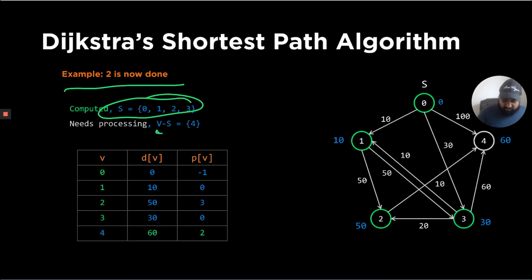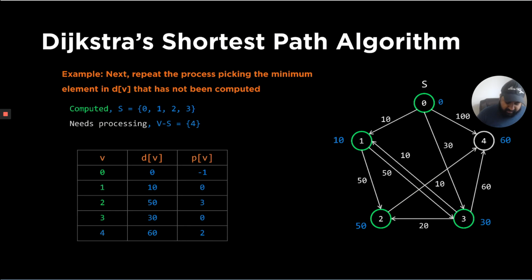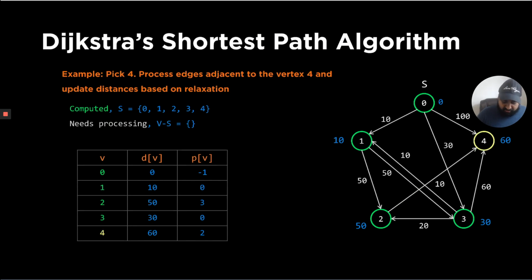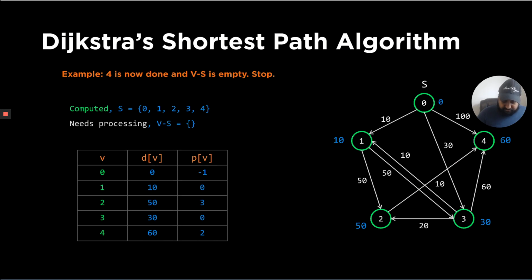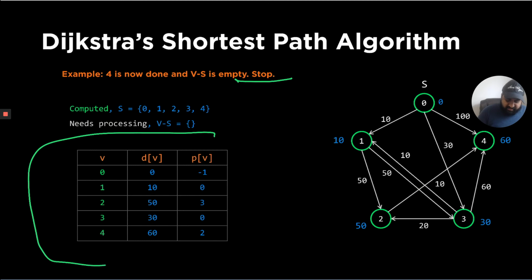We still have to process vertex 4. So in this case, we pick 4 and we see what its adjacent vertices are. Since it doesn't have any adjacent vertices, we can stop our algorithm because there are no edges that need to be processed, and you can move 4 to the computed set. So we are now done. This table is now our answer, and I'm going to show you how to read this table.